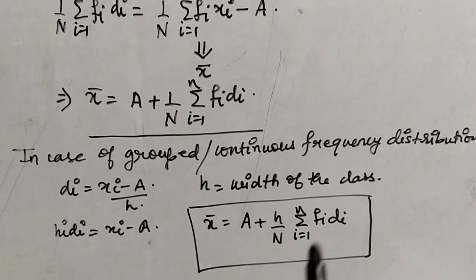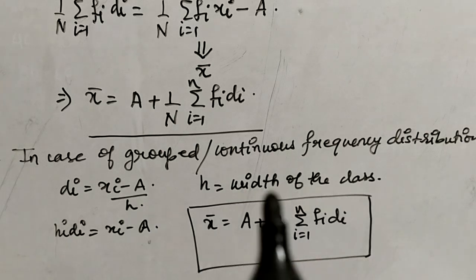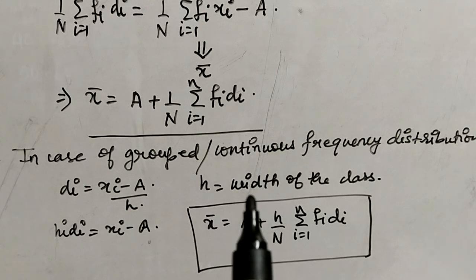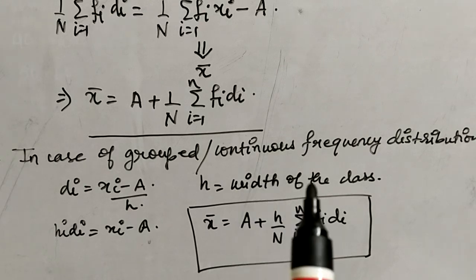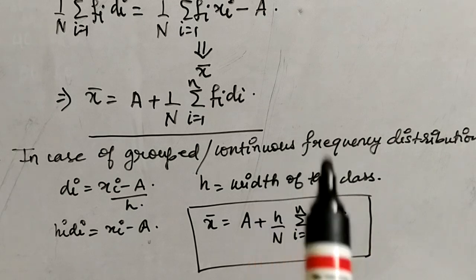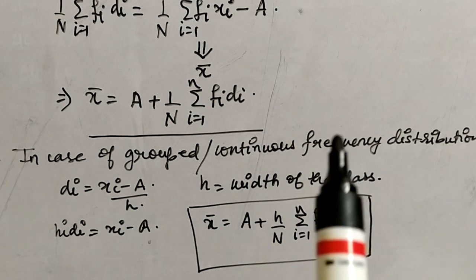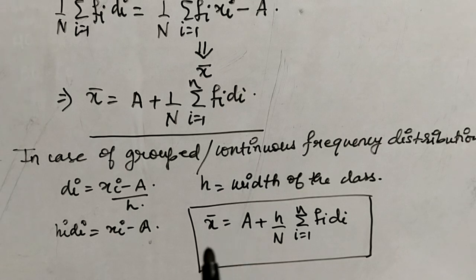And how do you get this formula? This is your homework. Comment down below how we get this particular formula. Here h is the width of the class, and I have stated the method of finding the width of the class in the previous videos, which you can see from the i button. In this way you can calculate the second formula for the step deviation method in case of continuous frequency distribution.